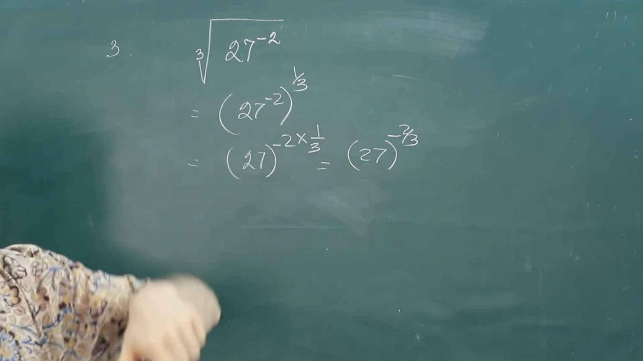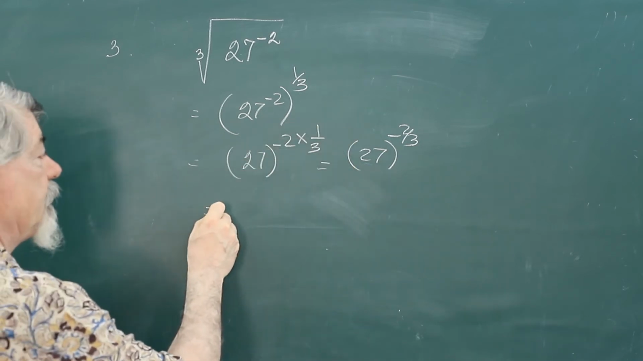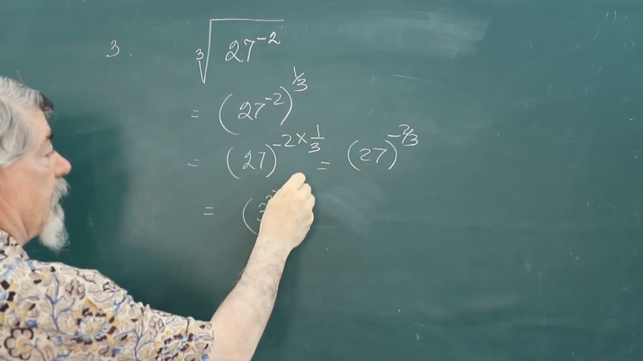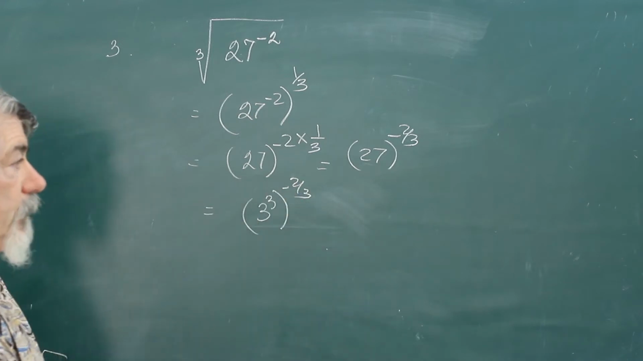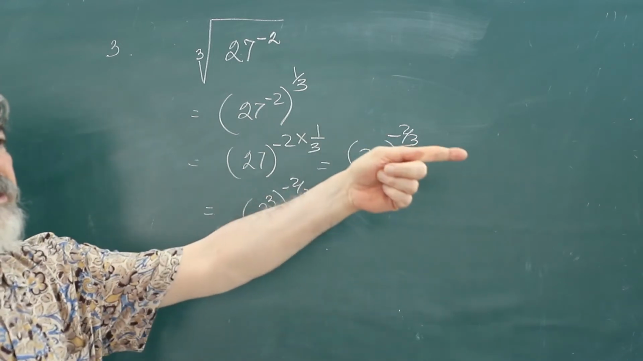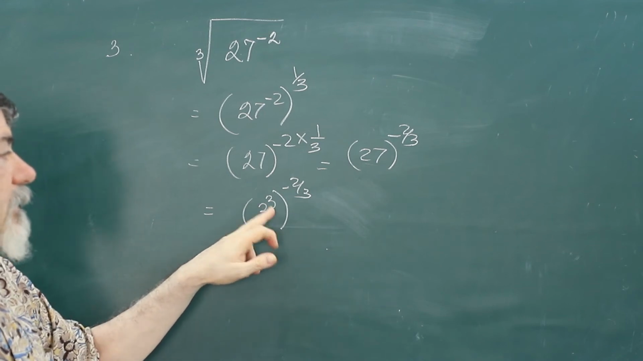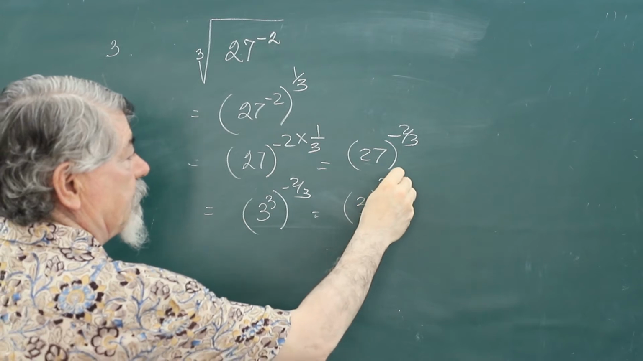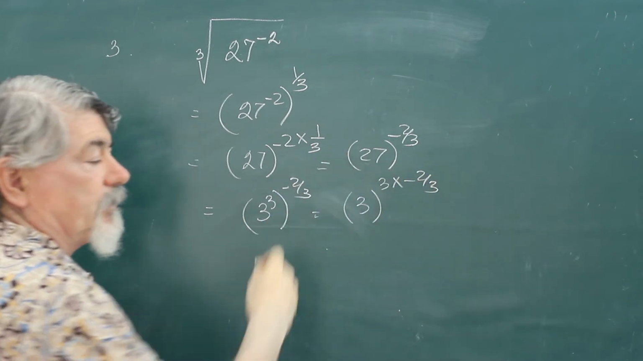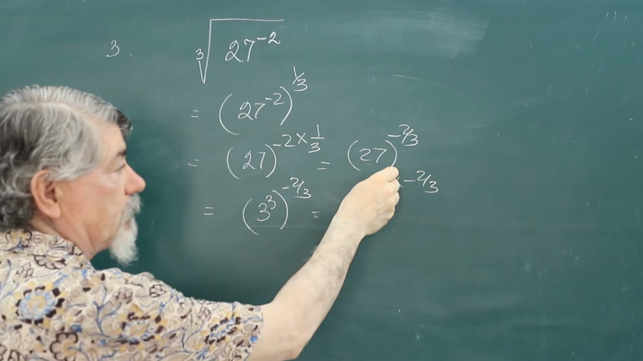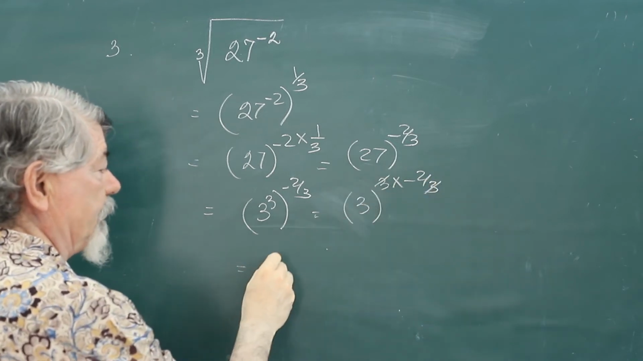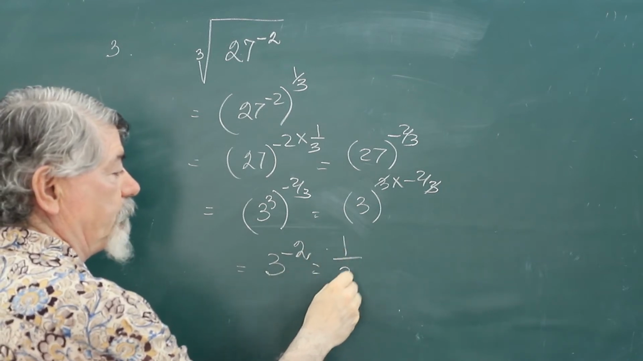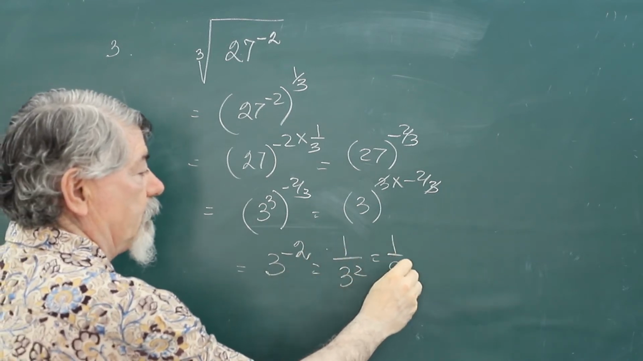27 we will write in the index form, like 3 3s are 9, 3 9s are 27. So 27 you know is 3 into 3 into 3, so 3 to the power 3. Now it will become 3 to the power 3 into minus 2 upon 3. This will cancel, it will become 3 to the power minus 2. Again 3 to the power 2 or 1 upon 9.